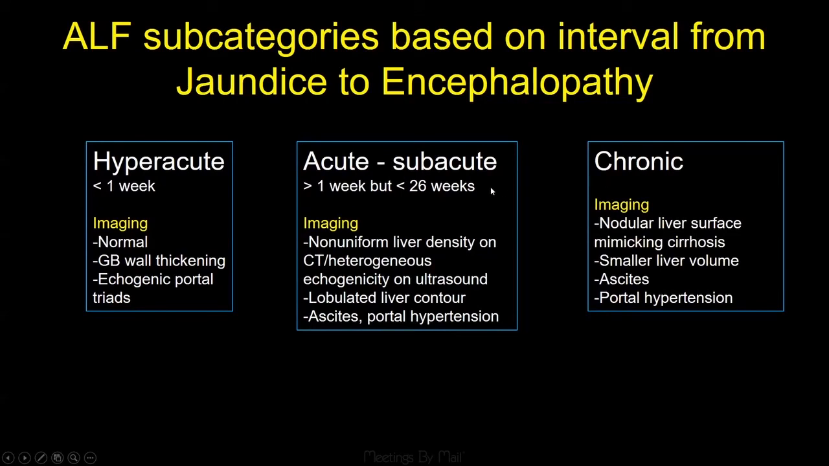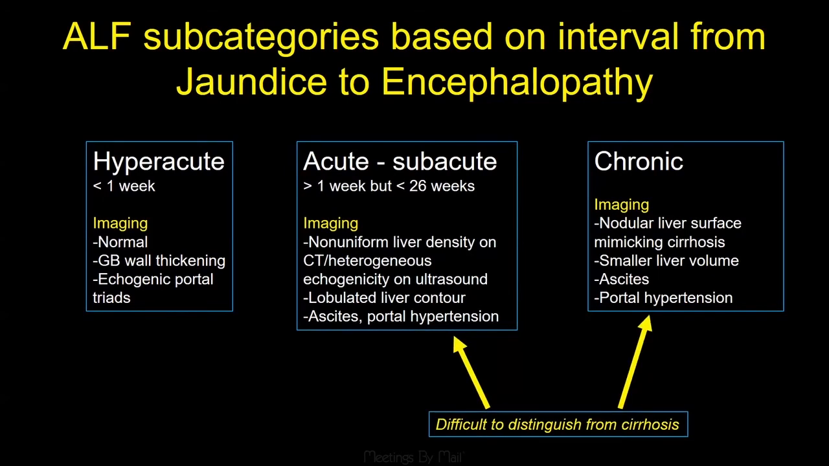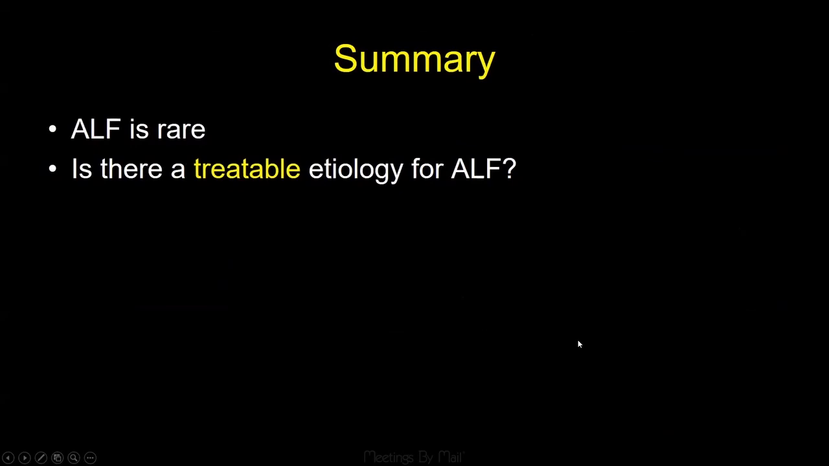Chronic is something much later on in the disease course, particularly if those patients are managed medically. These patients will have a nodular liver surface mimicking cirrhosis, smaller liver volume, and also may have ascites or portal hypertension. So it's in these categories that it can be difficult to distinguish from cirrhosis.